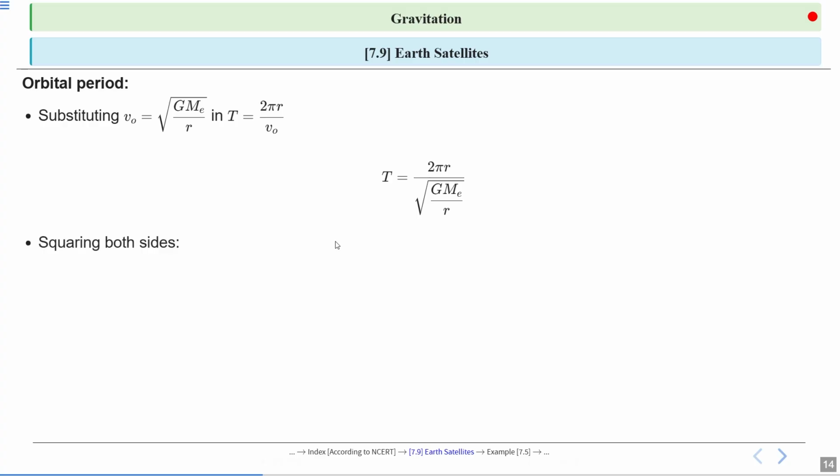Squaring both sides, we get T² = 4π²r³ / GMe. This equation is significant because it directly relates the square of the orbital period to the cube of the radius, highlighting a fundamental principle in orbital mechanics.